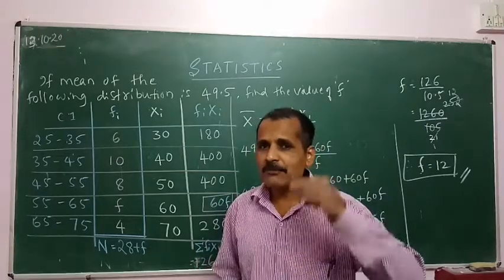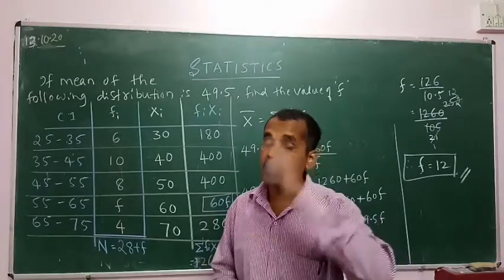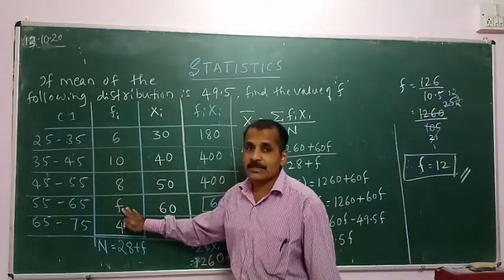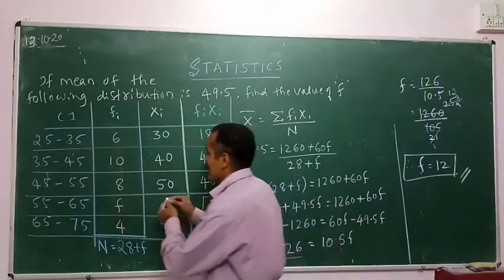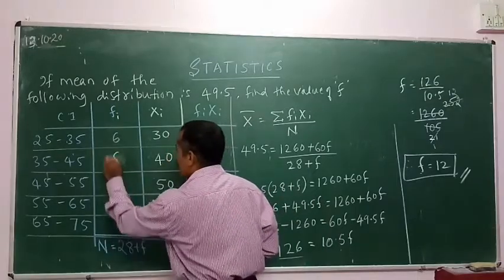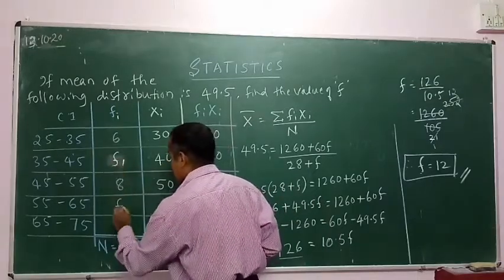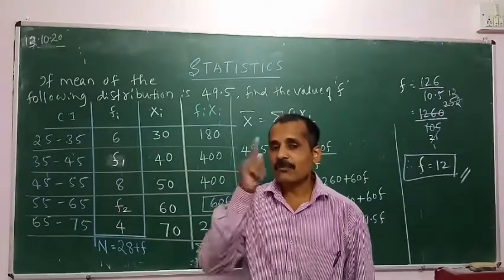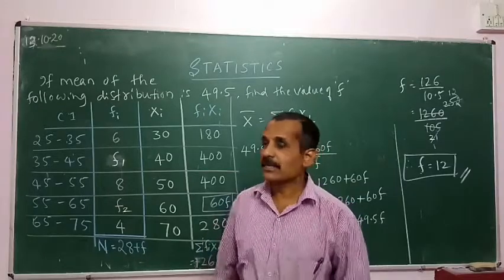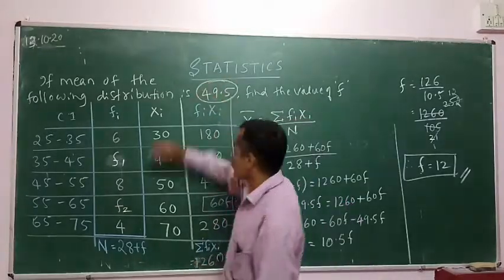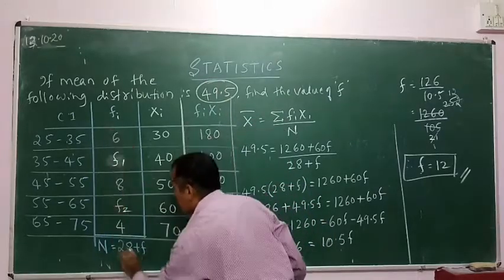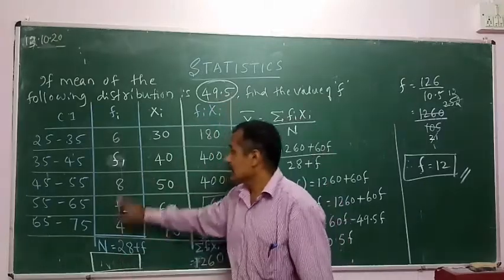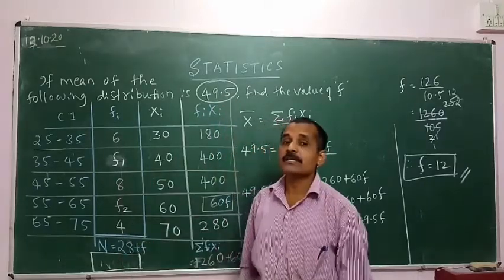Now in the mean, before I wind up, I will give you one more and the last type of problem. Instead of one missing frequency, they will give you 2 missing frequencies, say F1 and F2. But when they give you 2 missing frequencies, they should give you the mean also, as well as the total of the observations. If these 2 things are given, then only you can find the 2 missing frequencies.